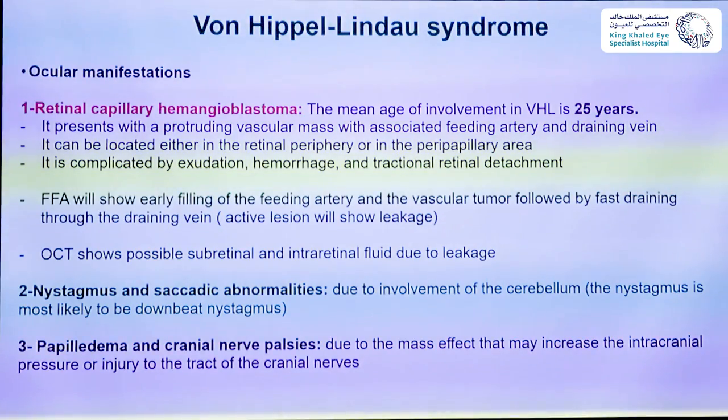Again, you can have other findings such as nystagmus and saccadic abnormalities, and we know it's because it involves the cerebellum, as cerebellar hemangioblastoma is very common in VHL. Also, you can have papilledema and cranial nerve palsies. These are not specific or characteristic of any phakomatosis, because any brain lesion may increase the intracranial pressure, and you will have optic nerve swelling or a cranial nerve palsy.